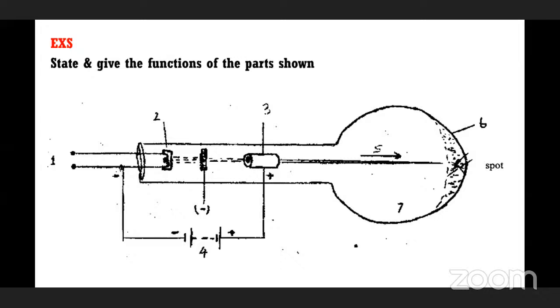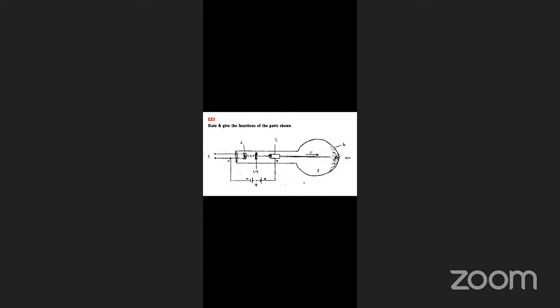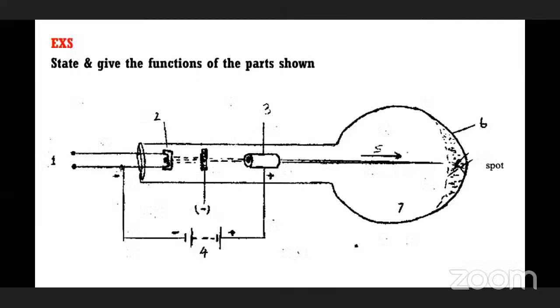Collisions between air particles and electrons. To prevent electrons from colliding with the air particles. Very good. But the marking point there is to reduce the kinetic energy of the electron. You must mention the kinetic energy. It is evacuated in order to prevent collision between the air particles and the electrons. When they collide, this reduces the kinetic energy of the electrons, and the acceleration will reduce, so the electrons will not reach the screen. So you must mention that.